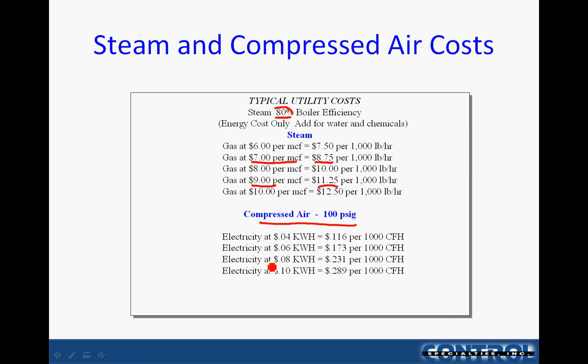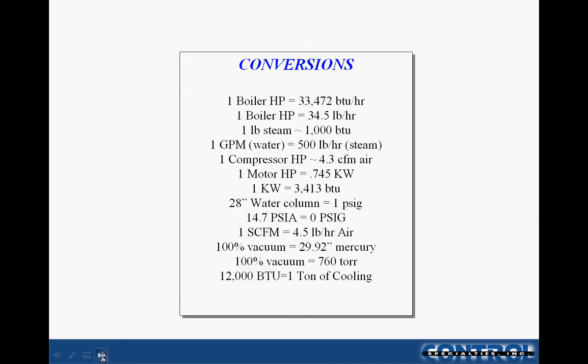For compressed air at an operating pressure of 100 psig, the assumption we've used here is that a typical compressor will put out about 4.3 CFM of air per compressor horsepower. So just as an example, if you've got an electrical cost of 6 cents per kilowatt hour, then every 1,000 cubic feet of air that you're producing is going to cost you 17.3 cents. Compressed air, by the way, is a very expensive utility, and it doesn't take a whole lot of air being leaked out of a device or a leak or whatever to start to cost you a significant amount of money.